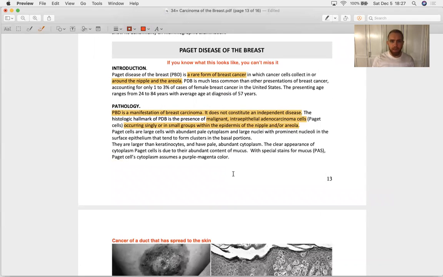Paget disease of the breast, pretty rare, affects the nipple and the areola. These cancerous cells get very close to the skin. And again, this is a type of breast cancer. It is not breast cancer.